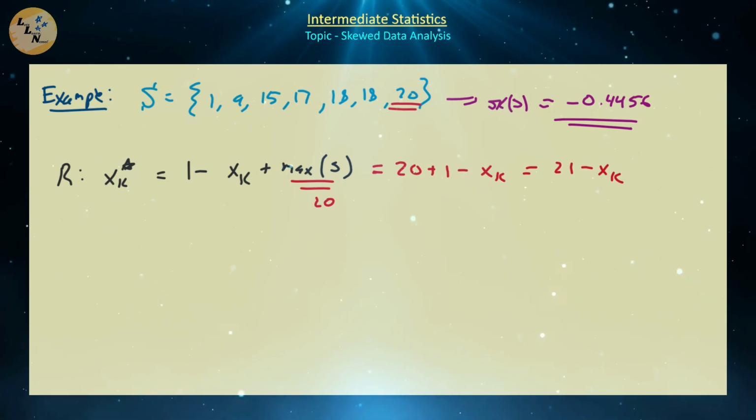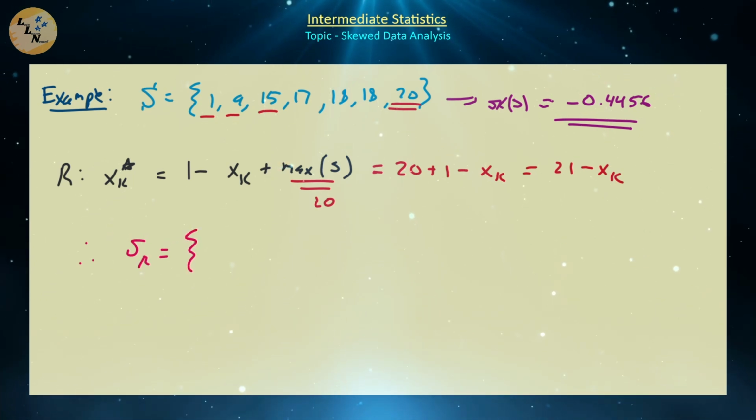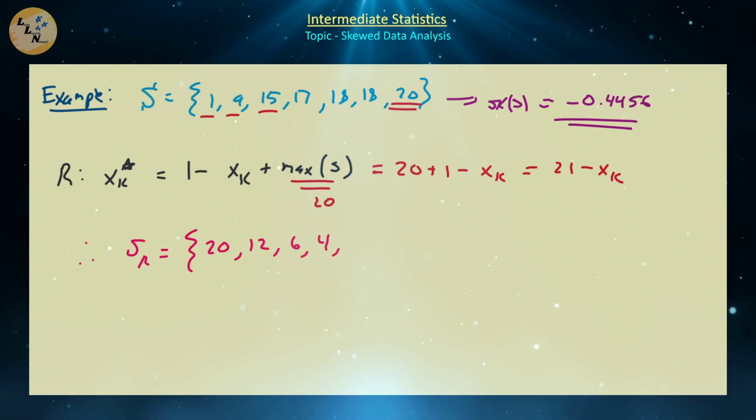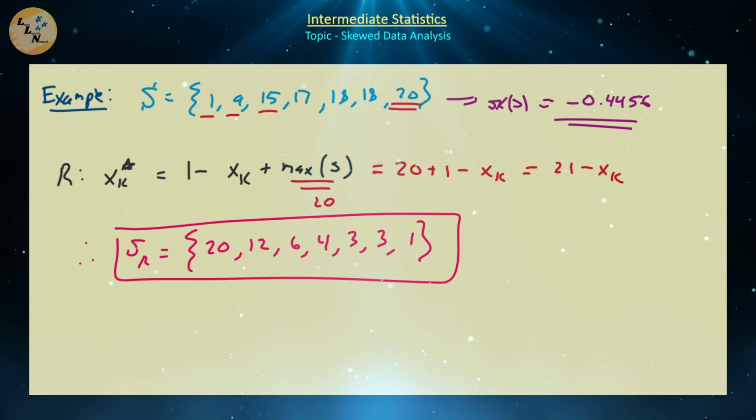So you can do 21 minus 1, 21 minus 9, 21 minus 15, all the way down to 21 minus 20, which is going to give us 1. So our newly reflected data set, SR, is going to be equal to 20, 12, 6, 4, 3, 3, and 1. So that is our reflected data set.